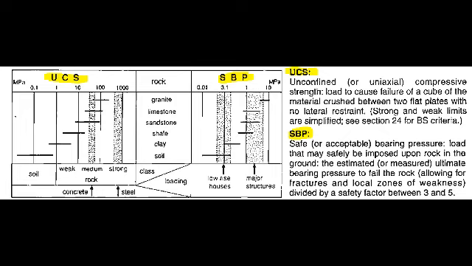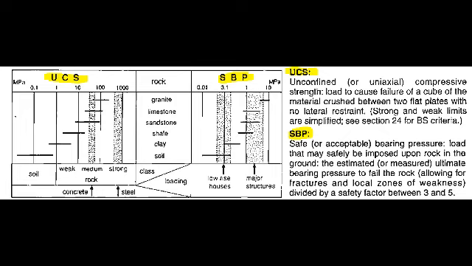In this slide you can see the UCS, uniaxial compressive strength, of certain rocks and the soil, and the SBP, safe bearing pressure, of certain rocks including the soil. UCS, unconfined or uniaxial compressive strength, is the load to cause failure of a cube of the material crushed between two flat plates with no lateral restraint.